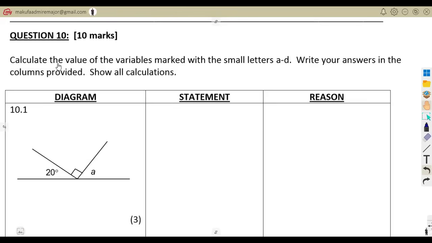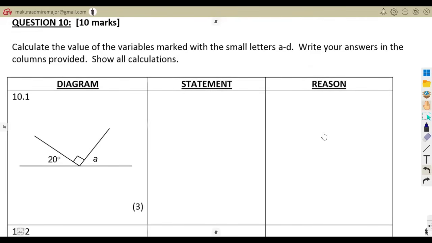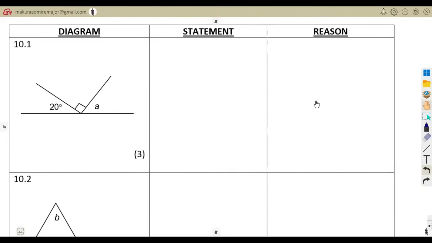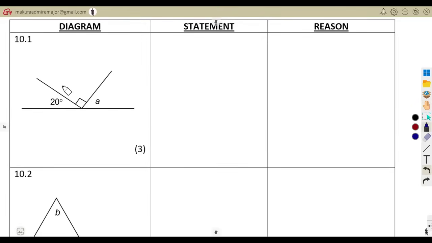On question number 10, calculate the values of the variables marked with the small letters A to D. Write your answers, all right? Then show all your calculations. On 10.1, we are given that's a right angle. This one represents a right angle. Remember, that's 90 degrees. This is a straight line.